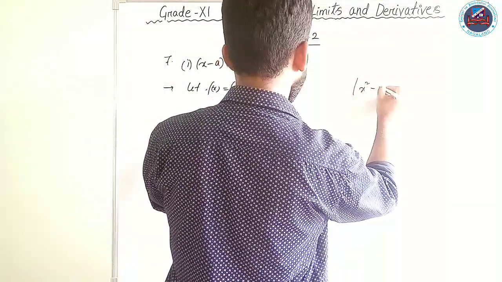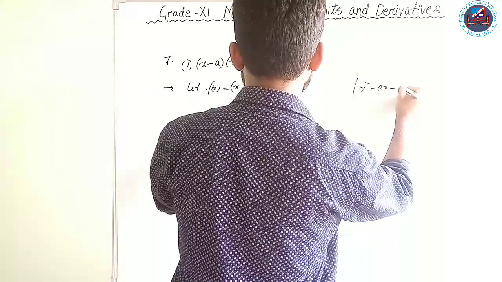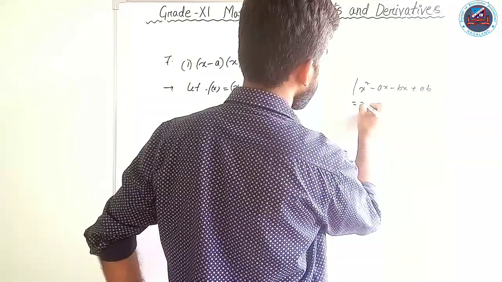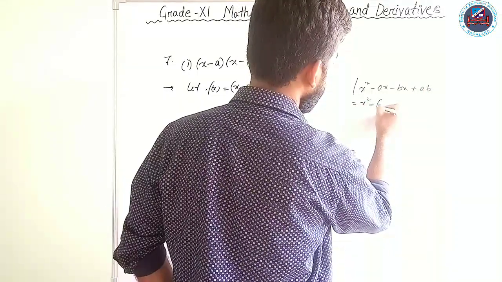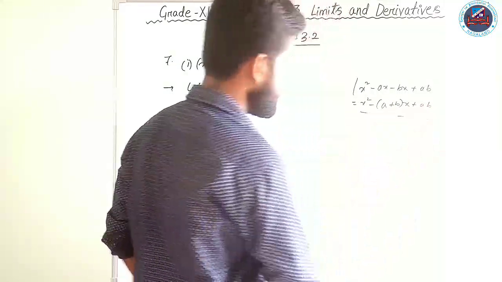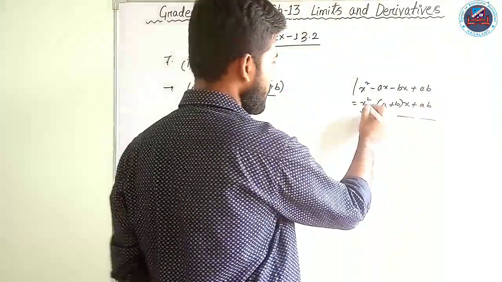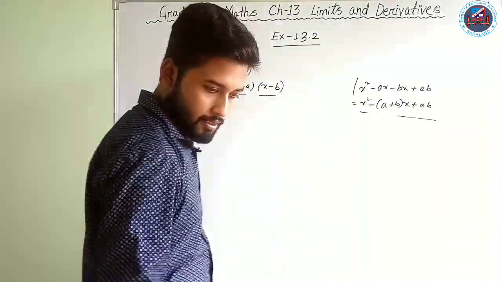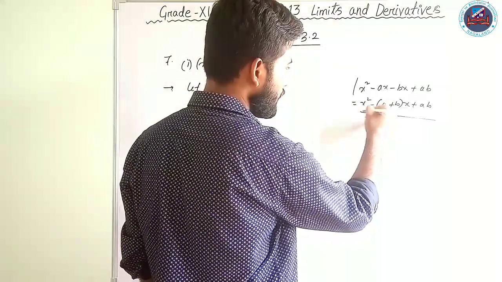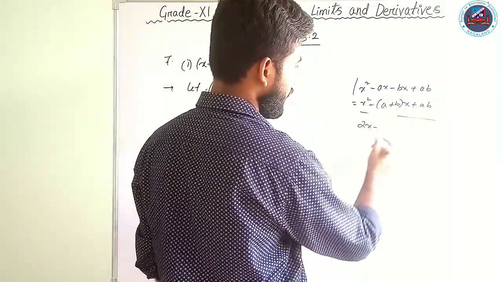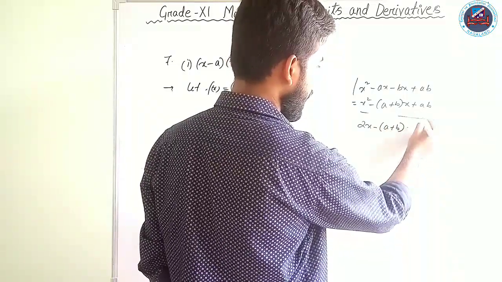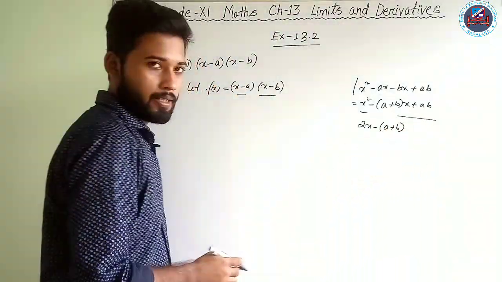x² − ax − bx + ab. So this will give us x² − (a + b)x + ab. This is quite easy to differentiate. Since we are not using the first principle, you can directly do the derivative. The derivative of x² will be 2x, minus (a + b) is a constant multiple, and the derivative of x is 1, and the derivative of ab is 0. So this is the first derivative.